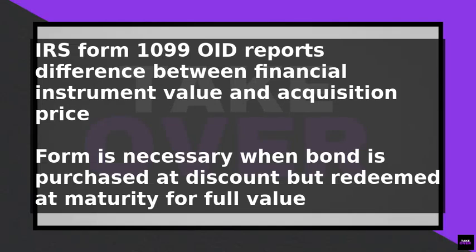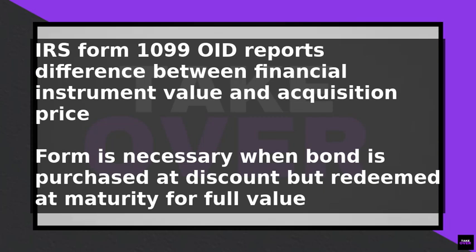IRS Form 1099 OID is a tax form used to report the difference between the value of a financial instrument, such as a bond, and its acquisition price. This form is necessary when a bond is purchased at a discount but can be redeemed at maturity for its full value, as the government taxes the difference as interest income. The form is typically sent to investors by brokers, who use the information to complete their annual tax returns.